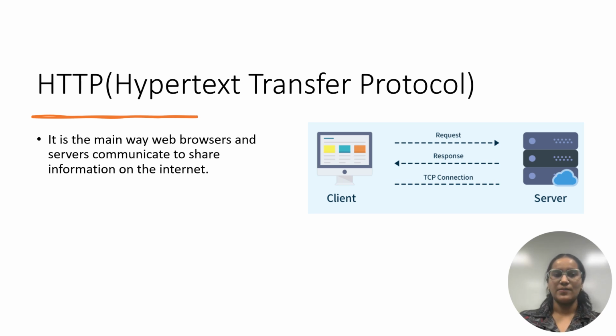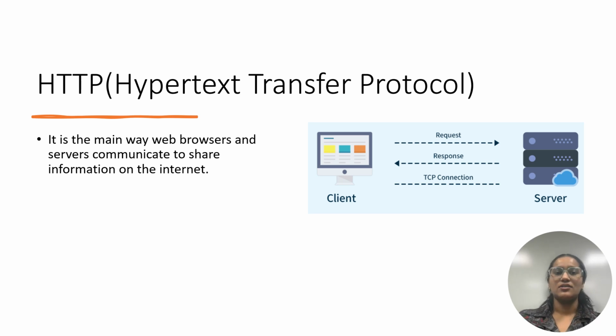When you access a website, your browser sends an HTTP request to the server hosting that site, and the server responds with the requested web page. Now, how it works. HTTP operates as a request-response protocol where the client, which is the browser, sends an HTTP request to the server, for example, asking for a web page. The server processes the request and sends an HTTP response back to the client containing the requested page or resource.